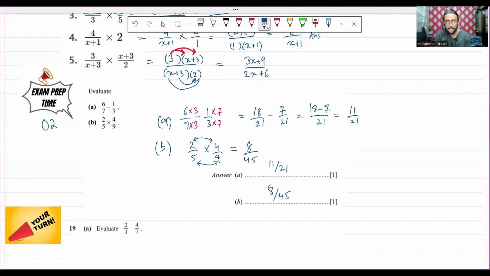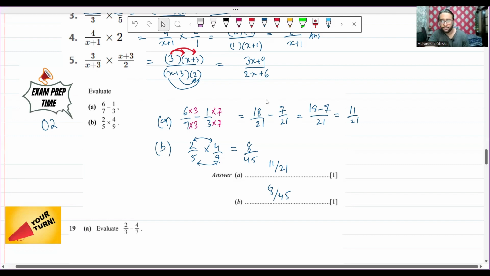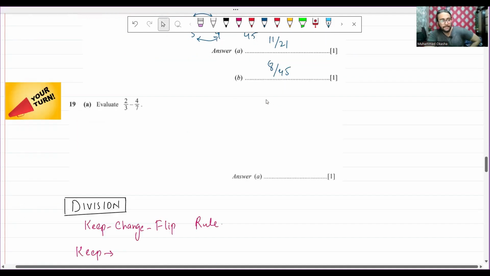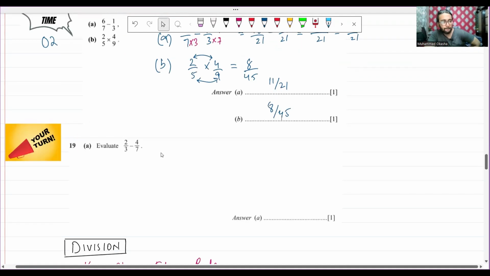Pretty simple, I think. I don't think it's a big deal. It's like revising grade 6 or 7, maybe. Okay, I'll let you do this one. Take a pause and try to do this.